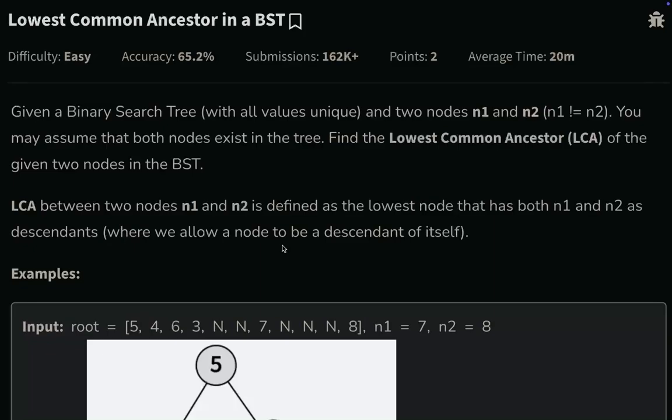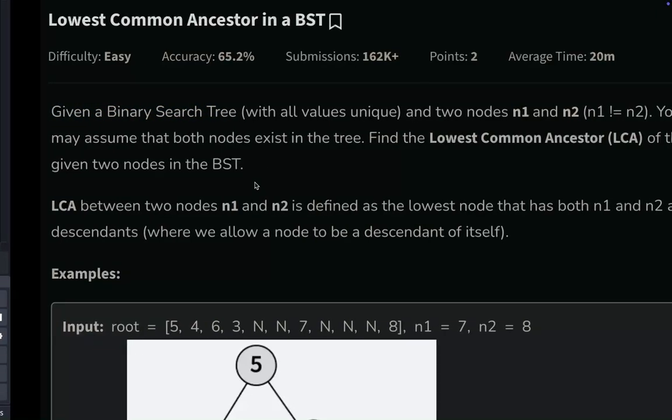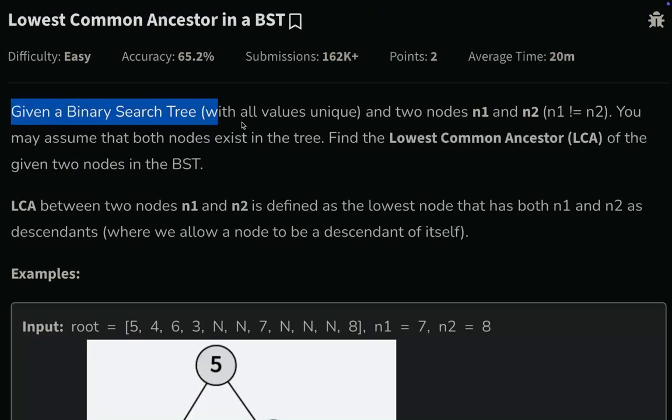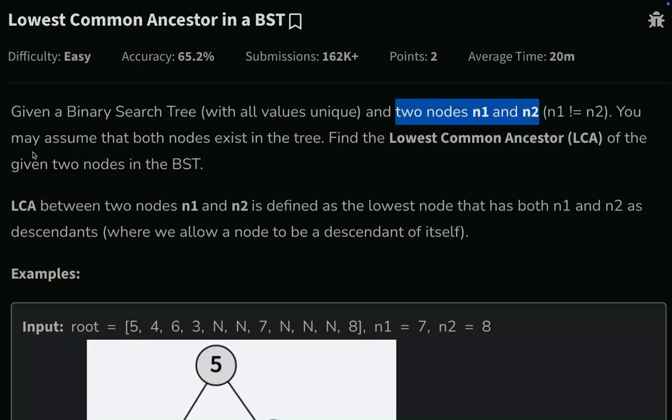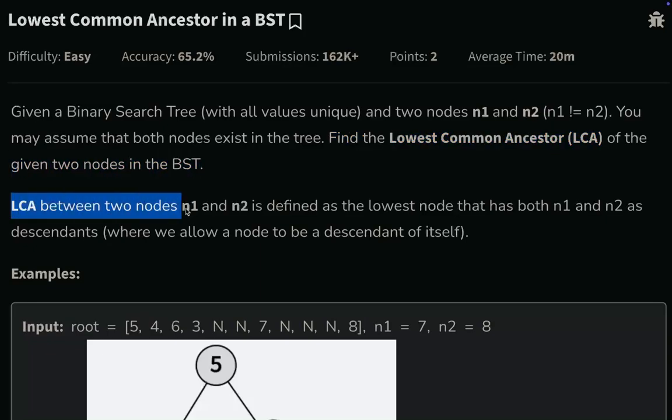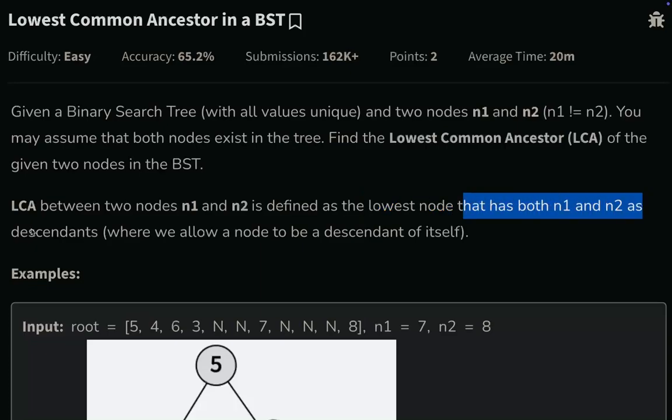Now let's start the question. We have a question: given a BST and 2 nodes N1 and N2, you may assume both the nodes exist in the tree. We need to find the LCA of the given 2 nodes. LCA means the lowest node that has both N1 and N2 as descendants.